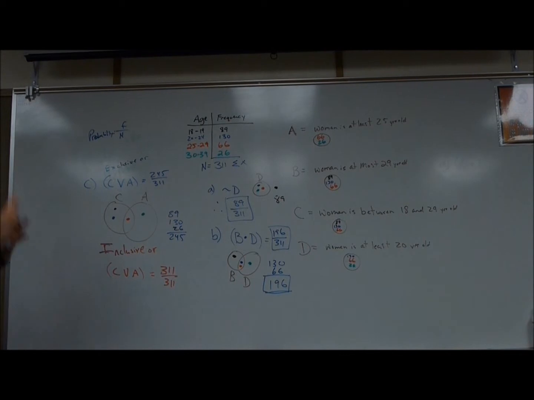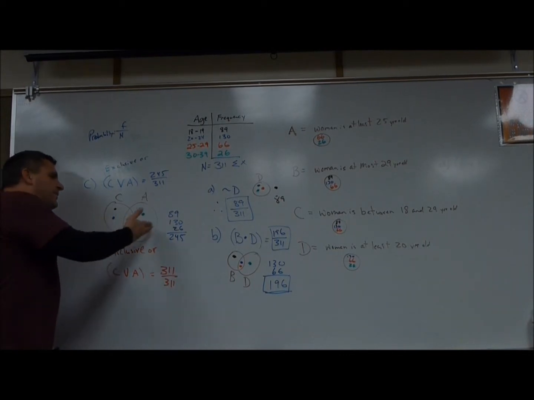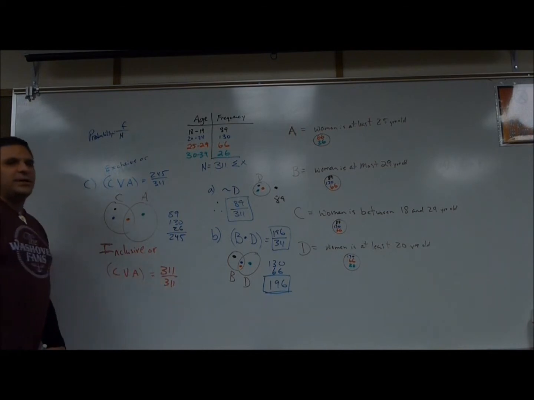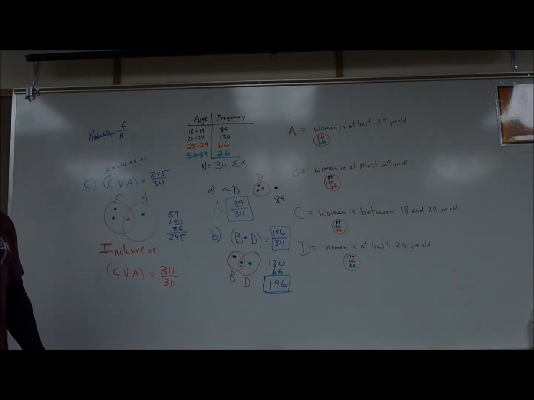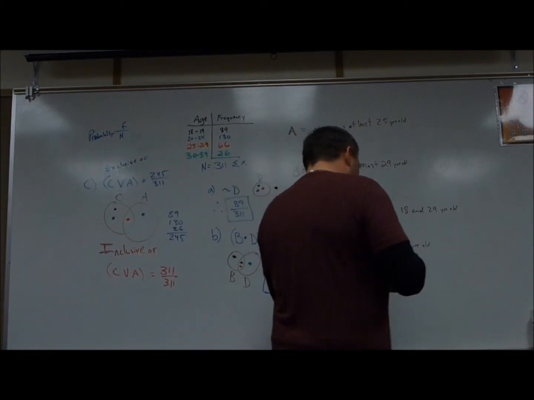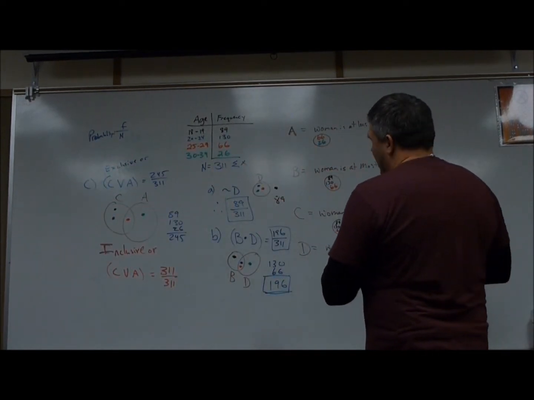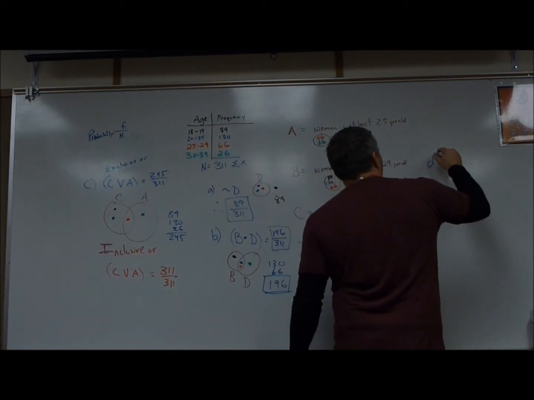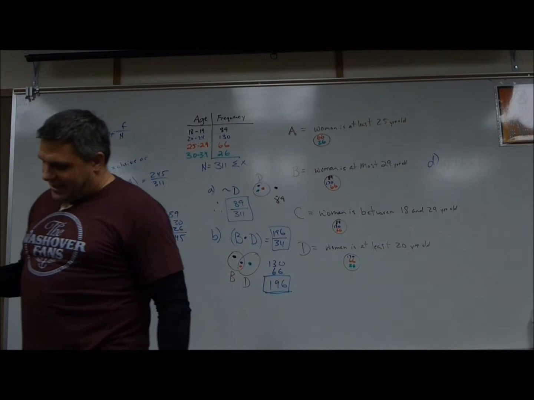If we were to think of it as inclusive, all four are there. So therefore, it would be 311 over 311. Okay? And then the last problem, I decided to erase so we could at least do one problem together for the fourth time, is D.